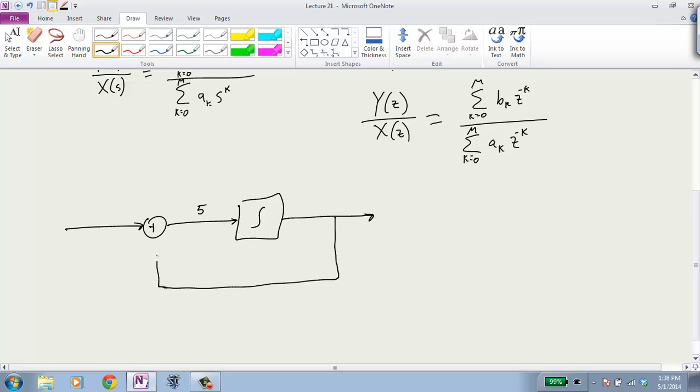And we fed it back like this. Okay, we called this x of t and this y of t. And we ran through and got some equations. Now, I'm going to do the same thing again, but this time I'm going to take Laplace transforms first. So I'm going to say, okay, this is x of s. This is y of s in the Laplace transform domain. By linearity, this is x of s plus y of s.